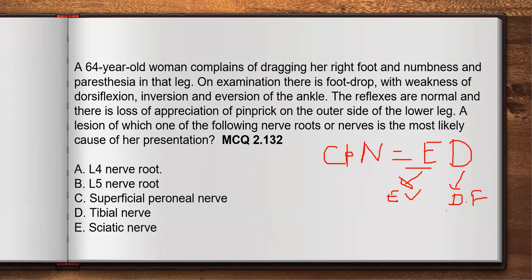Now the deep peroneal nerve, D for dorsi. So deep peroneal nerve gives your dorsiflexion. Superficial peroneal nerve gives your eversion. Clear everyone? So this is the main function of your common peroneal nerve.